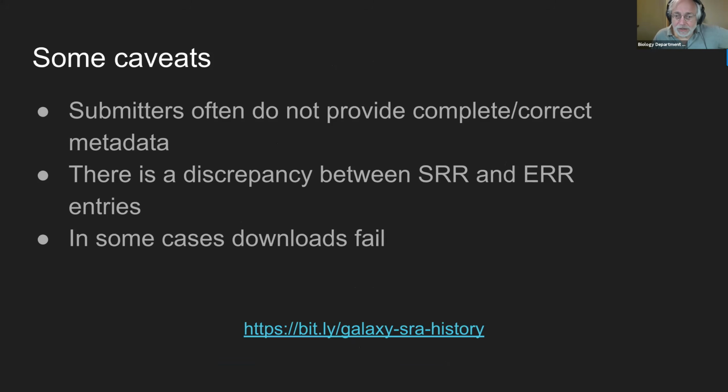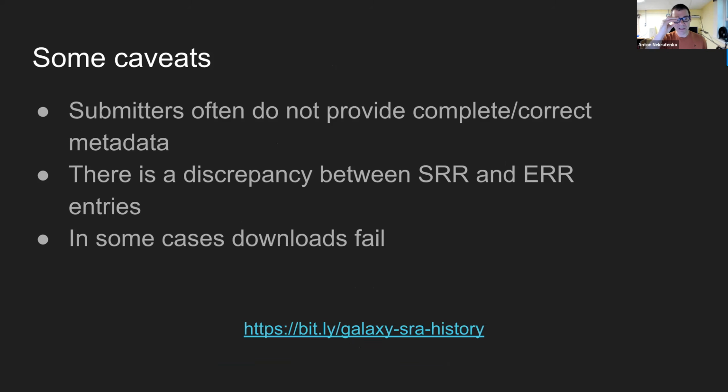So SRA is this wonderful resource, chock full of data, and it's growing rapidly, as you may know. But submitters don't often provide complete or correct metadata, and we may see that in some of our exploration today. There's a discrepancy between SRR and ERR entries. Does anybody want to expand on what that is?